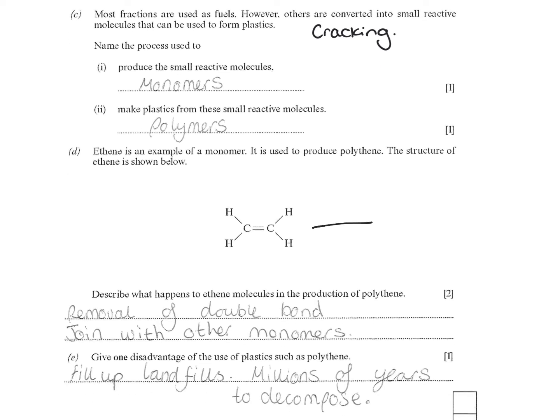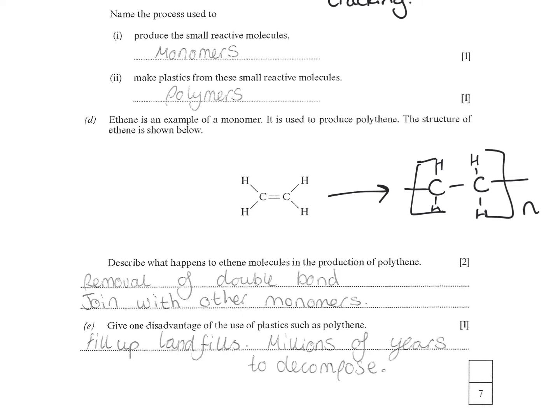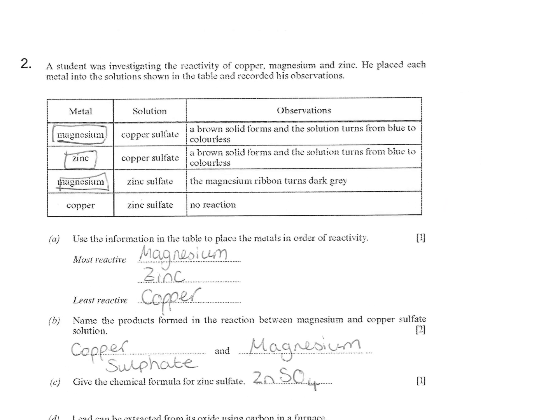Okay, if you were making a polymer, then this ethene molecule would look like this. Okay, to have the double bond removed so it can join with other monomers to make a long chain polymer. One disadvantage of the use of plastics such as polyethene: they fill up landfills, taking millions of years to decompose. Moving on then to looking at reactivity.